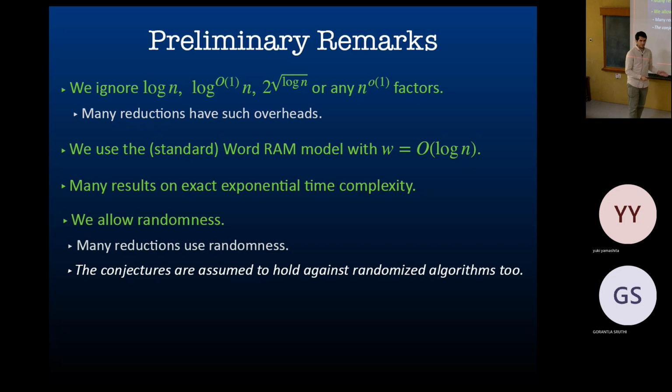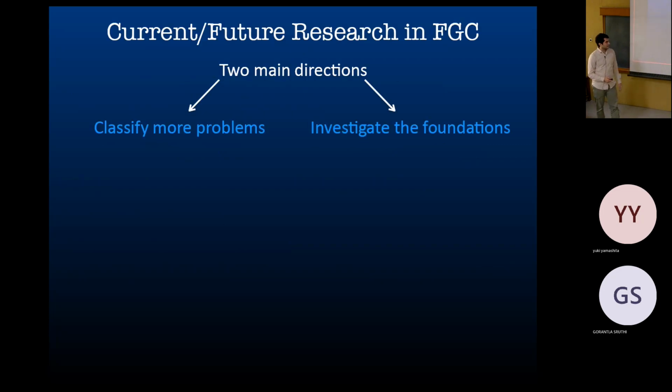And this is fine because the conjectures I'm talking about are equally believable if you allow randomness or you don't. Okay, they're strictly stronger when you allow randomness, but it would be equally amazing to break them with randomness. If you solve SAT in 1.9 to the n with a randomized algorithm, that would already be amazing. So the conjectures are equally believable, and reductions become much easier when you allow randomness. That's why we allow it, although many of the reductions can be made deterministic. So these are just preliminary remarks.